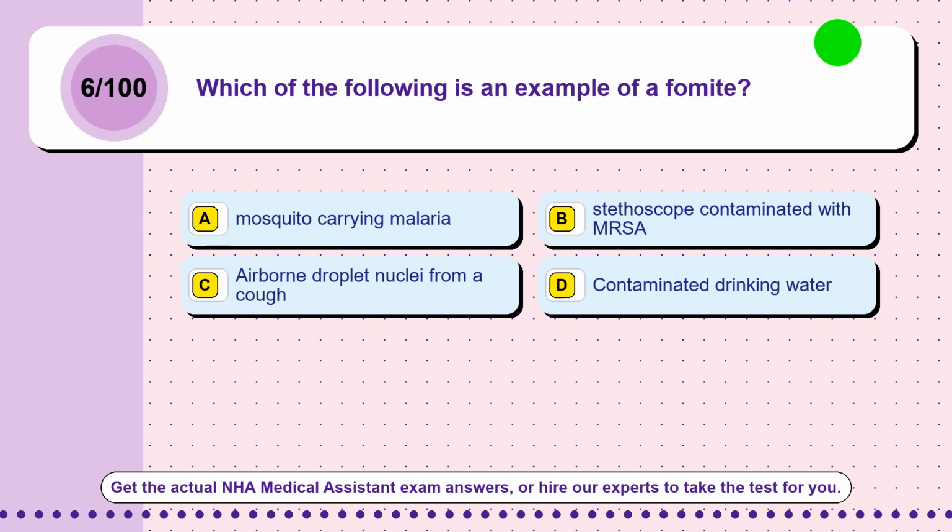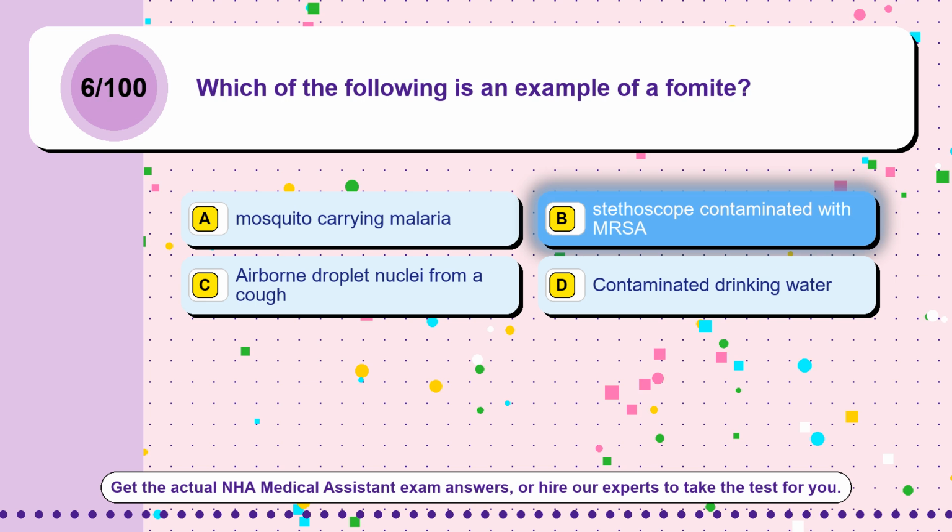Question 6. Which of the following is an example of a fomite? Option A, mosquito carrying malaria. Option B, stethoscope contaminated with MRSA. Option C, airborne droplet nuclei from a cough. Option D, contaminated drinking water. The correct answer is option B. Stethoscope contaminated with MRSA.